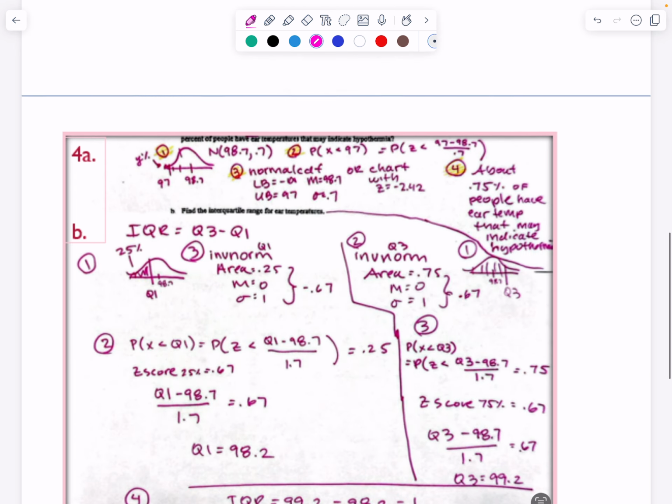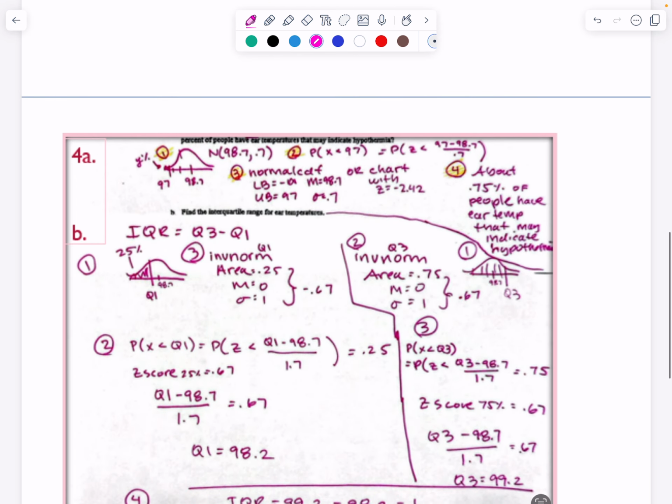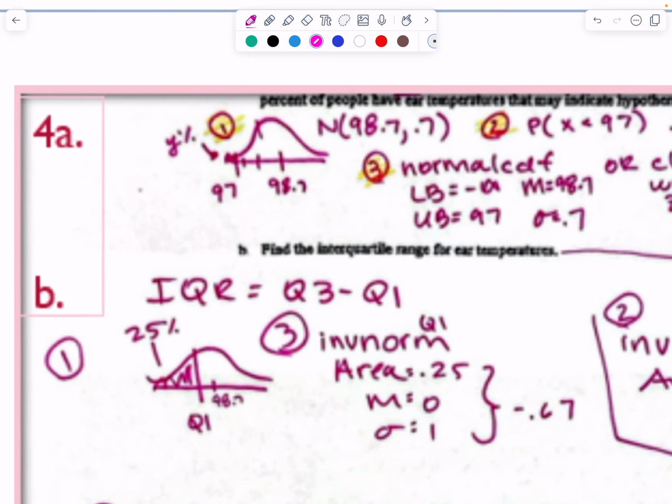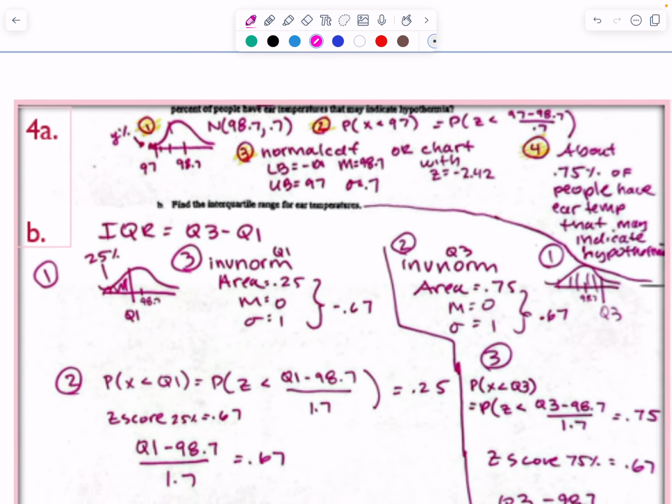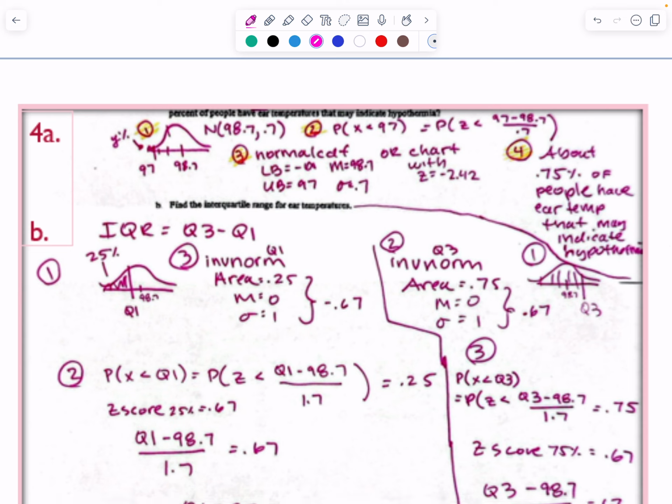Okay, for number 4, the first thing you're going to do is draw your graph. So I'm looking for the probability that my value is below 97. So I'm drawing my picture, writing my probability statement. When I write my probability statement, I have P less than 97 and my z-score, then I turn it into a z-score.